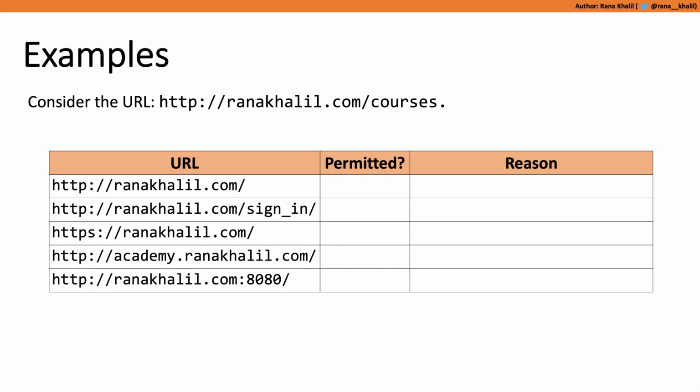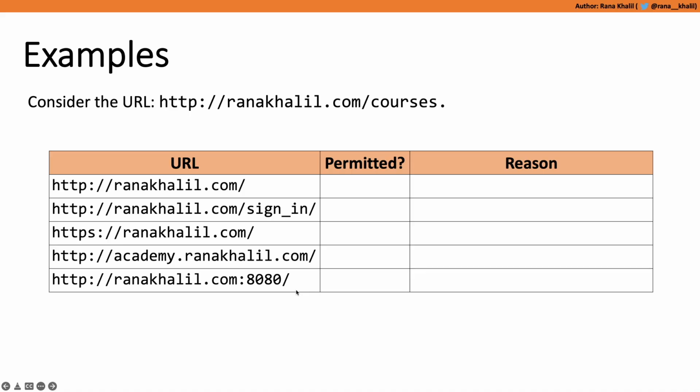So let's take a few examples to see if we properly understand this. Imagine you've got my website, http://renakhalil.com/courses, and it's trying to make a request to the following websites in this table. We're going to evaluate each scenario in this table to see if the same origin policy will allow the request to extract data from any of these sites.